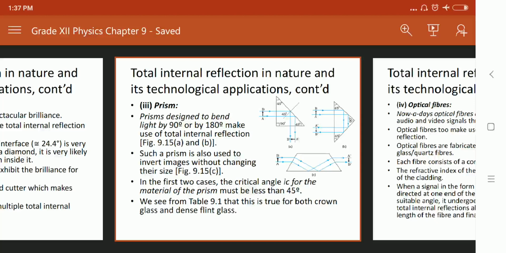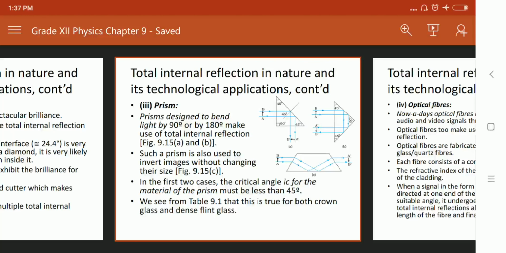AB is the actual size of the object, and from the total internal reflection we get its image at the opposite side, again with the same size. So this prism structure at 90 degrees or 180 degrees can be used to get the image with the same size. Such a prism is used to get an inverted image without changing the size.